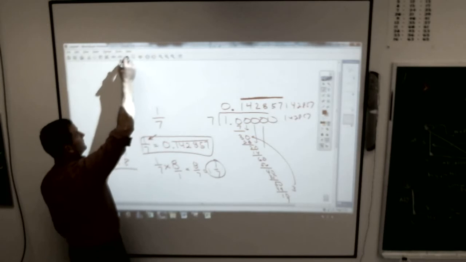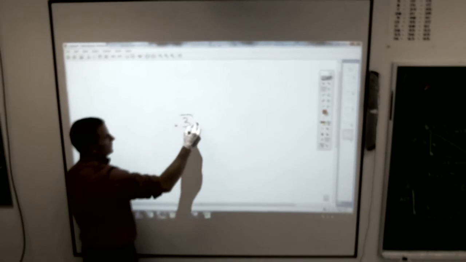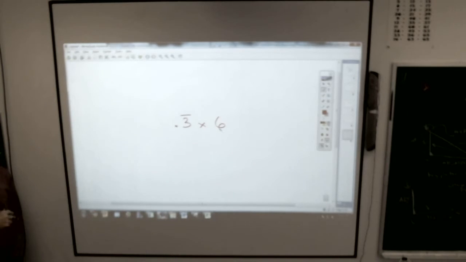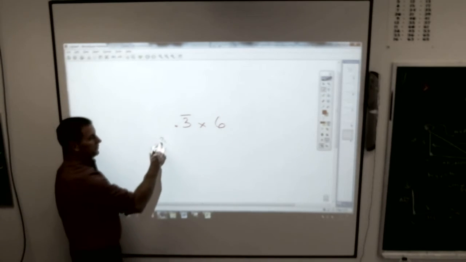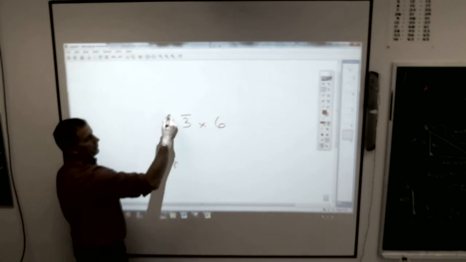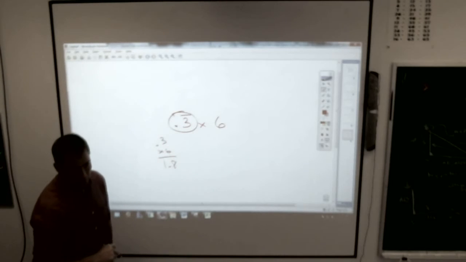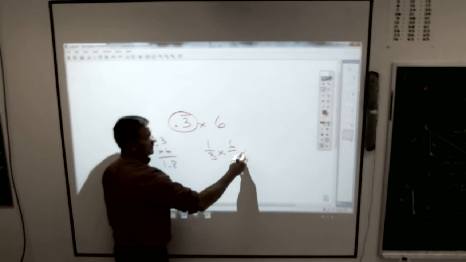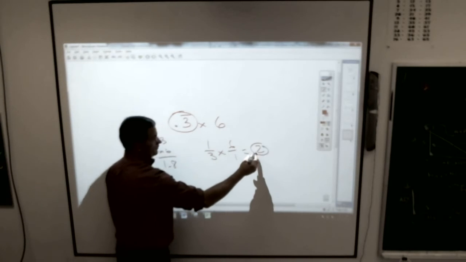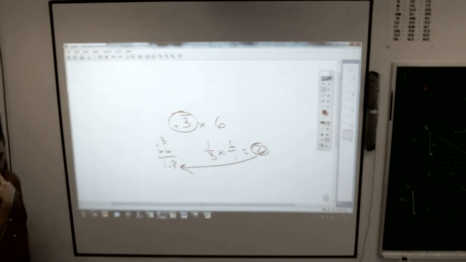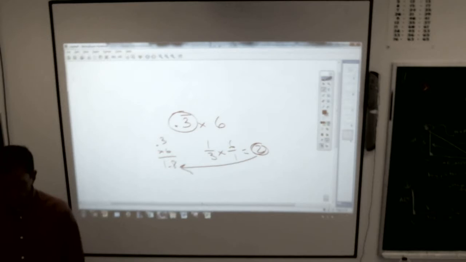So the same thing when you see this, 0.3 repeater times 6. You can't just take 0.3 and multiply by 6 and say my answer is 1.8. You have to know that 0.3 repeater is what fraction? 1/3. And you multiply that by 6. And that ends up being 2. This is the answer. 1.8 is close, but it's not exact. So when you see those repeaters, you definitely need to change them.